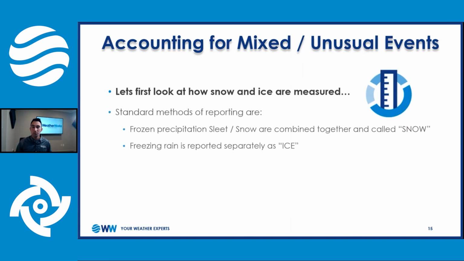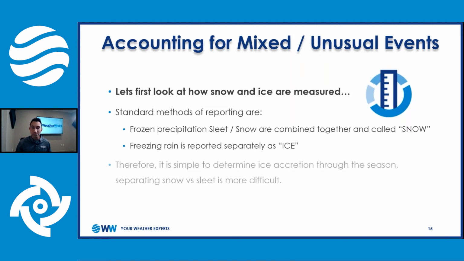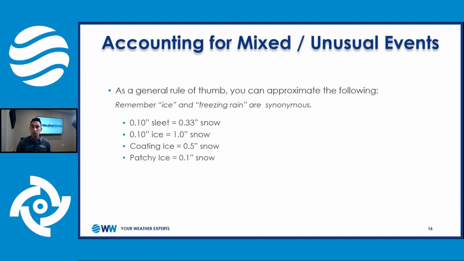Let's look at how both of these are measured. The standard practices are anything that's frozen falling from the sky, which includes both sleet and snow, are combined together to be called snow. The standard practices that the National Weather Service has created really since the beginning of measuring time is snow and sleet are combined together. They're both considered snow. Freezing rain, on the other hand, is reported separately as ice. Therefore, it is simple to determine ice accretion through the season. However, separating snow versus sleet can be more difficult. So if you want to separate ice, easily done. If you want to separate sleet, a little bit more difficult.